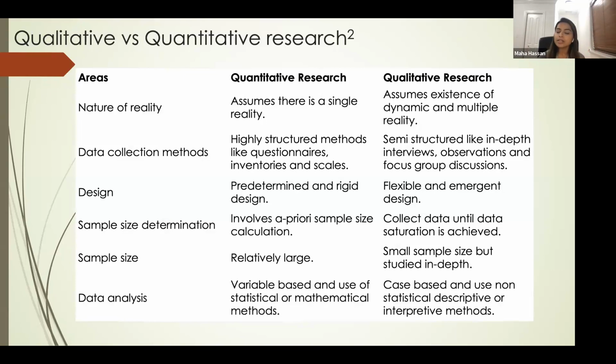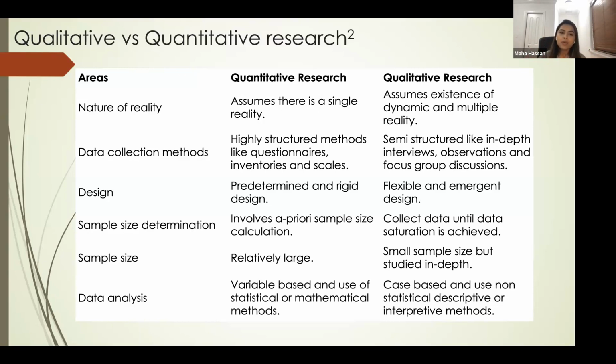Qualitative, on the other hand, like I said, you're going into deep waters and you don't know how deep the waters are. You're going to explore. So this assumes the existence of dynamic and multiple reality. The data collection methods, quantitative is very rigid. You have questionnaires, you have scales, you know what you're doing, what the next step is, you know everything. Qualitative, you have the steps in front of you, but this is semi-structured, it's interviews, it's observation. You don't know what you're gonna find, basically. You have an idea in your head because you do some background research, but you're exploring.